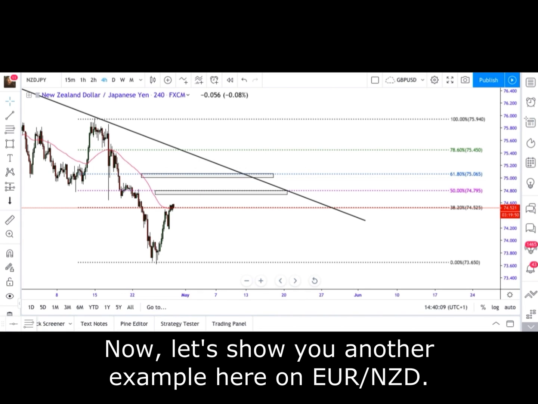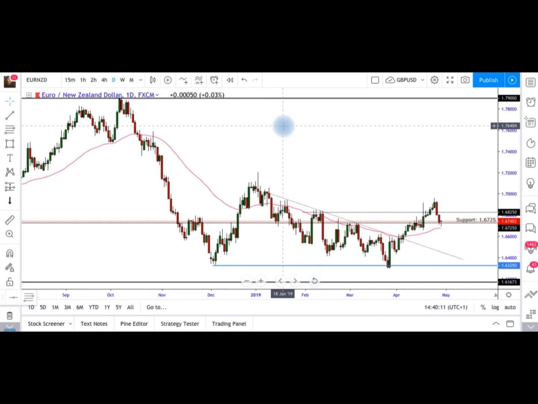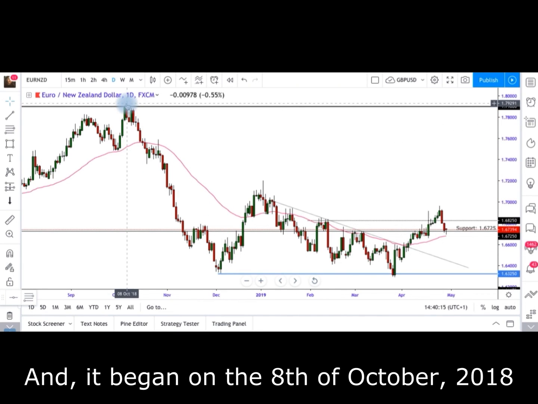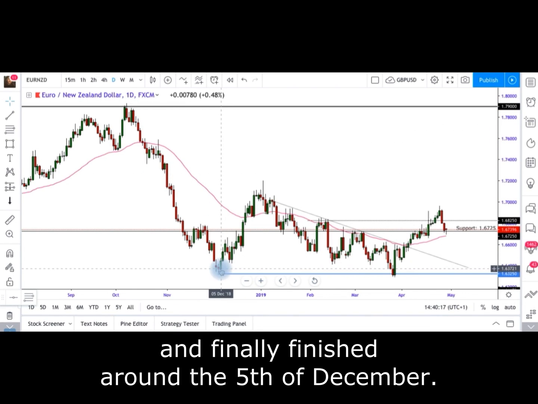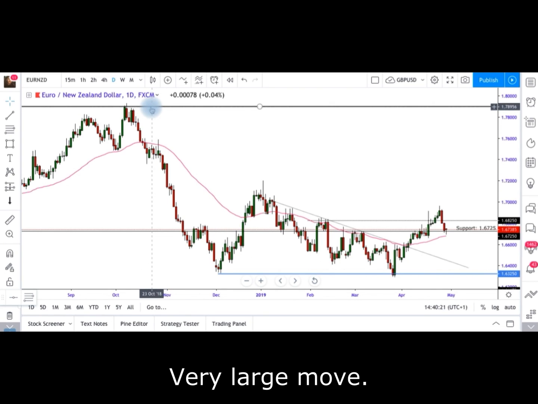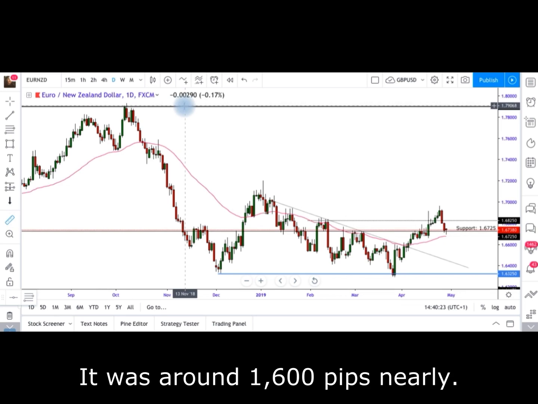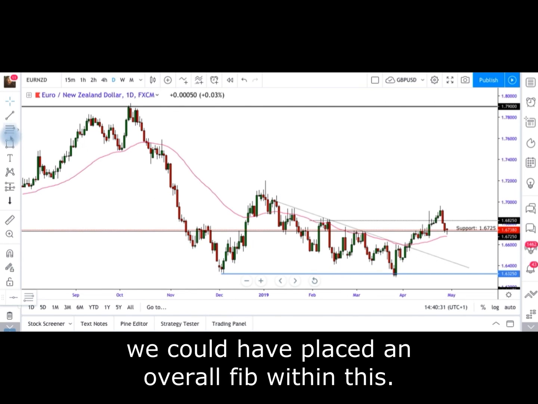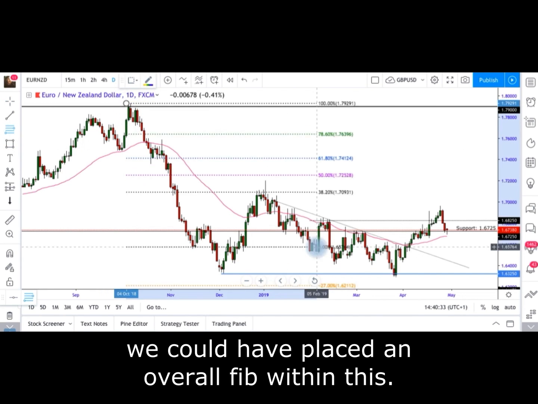Now I'm going to show you another example here on Euro NZD. Now we had this huge move to the downside. It began on the 8th of October 2018 and finally finished around the 5th of December. It was a 2-month move to the downside. Very large move. It was around 1,600 pips nearly. Now, when price finally showed us that it stopped, we could have placed an overall fib within this.